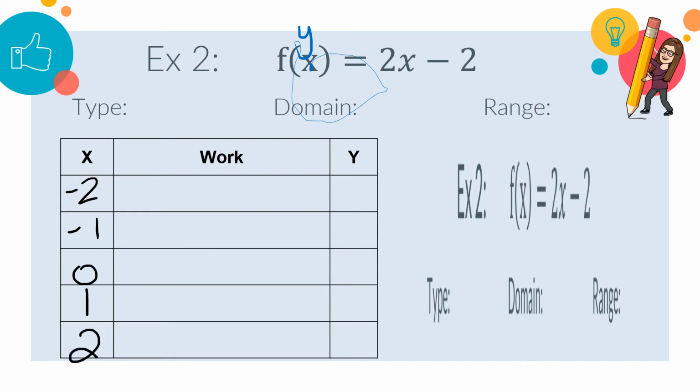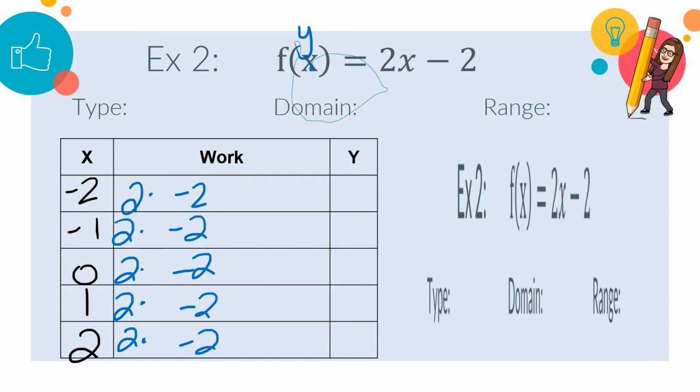Step 2, plug the x values into the function. 2 times x minus 2, 2 times x minus 2. Notice I like to repeat myself. It helps me remember what I'm doing and makes it easier to plug in those x values. Next step, we want to calculate.